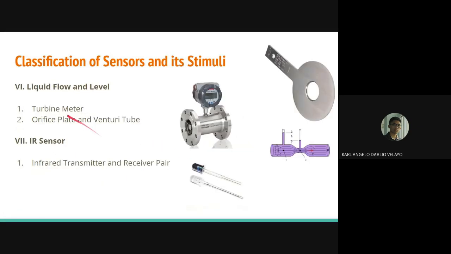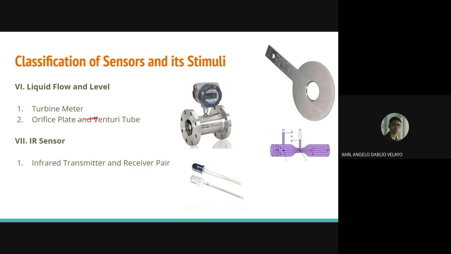Now onto the sixth category of sensors. Now we have a group where it measures liquid flow and level in particular. So first we have the turbine meter. So this is an image of the turbine meter. So it uses the mechanical energy of the liquid to rotate a rotor within the flow stream. The rotational speed is directly proportional to the velocity of the fluid traveling through the meter. So these meters are used to reliably measure liquids, gases, and vapors.